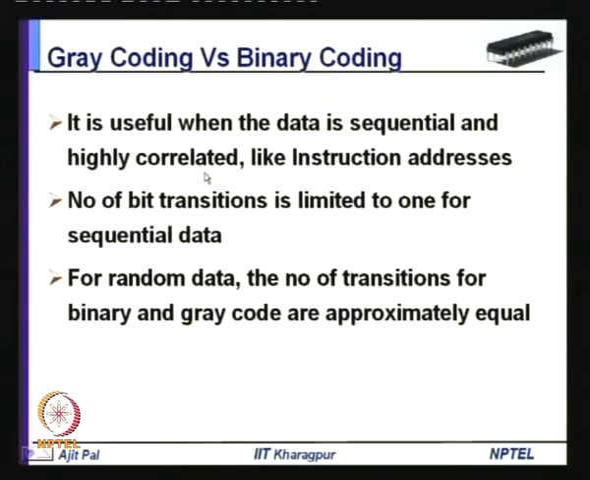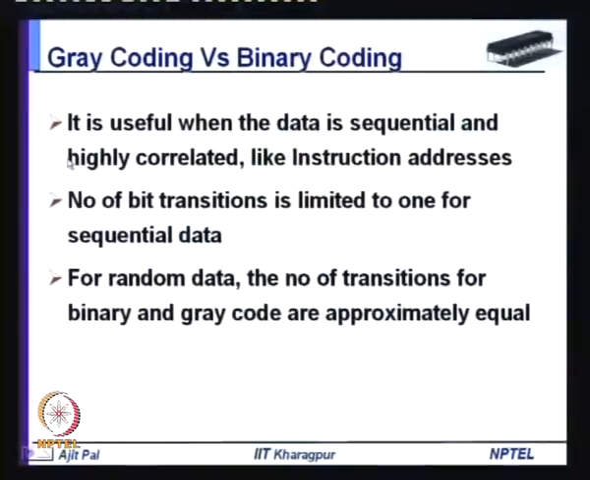So, this is the crux of the matter for gray coding, and that means it is useful when data is sequential and highly correlated. By highly correlated we mean they are stored in consecutive memory locations. Obviously, the addresses will differ by a fixed value, depending on the size of the address bus. As you know, memory is addressed in terms of bytes, and as a consequence they will differ by say either 4 byte or 8 byte, and that value will be fixed. And whenever you have that kind of correlation, the number of transitions is limited to 1 for sequential data.